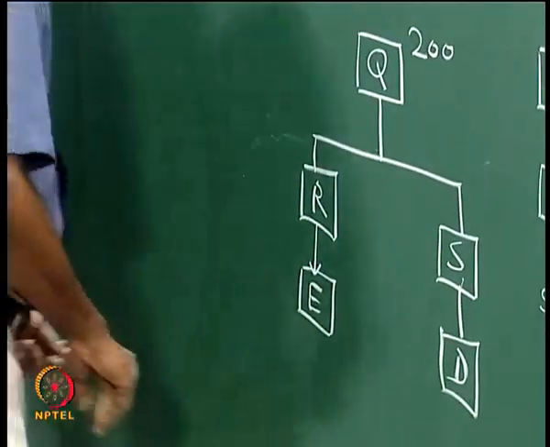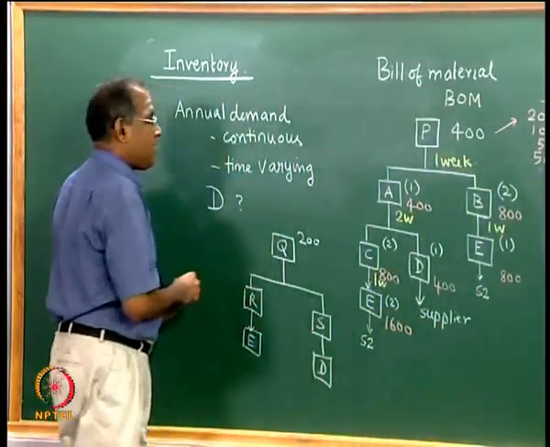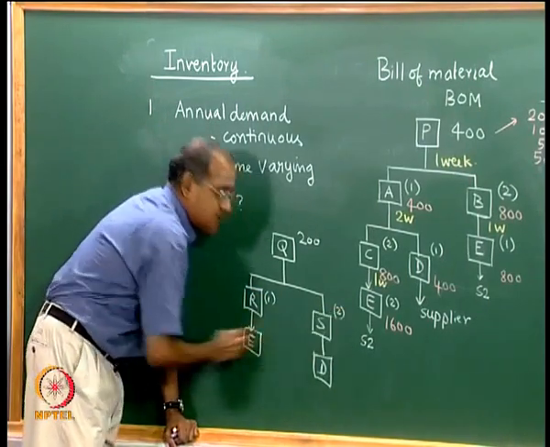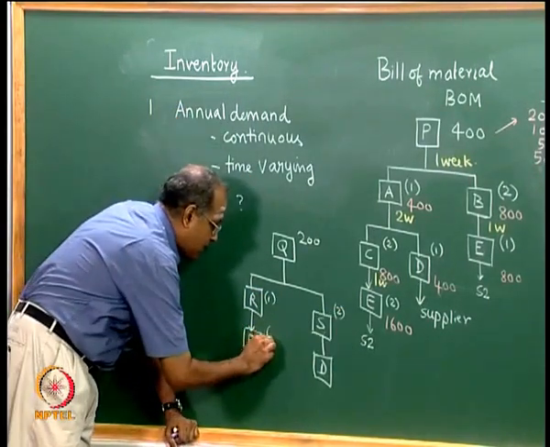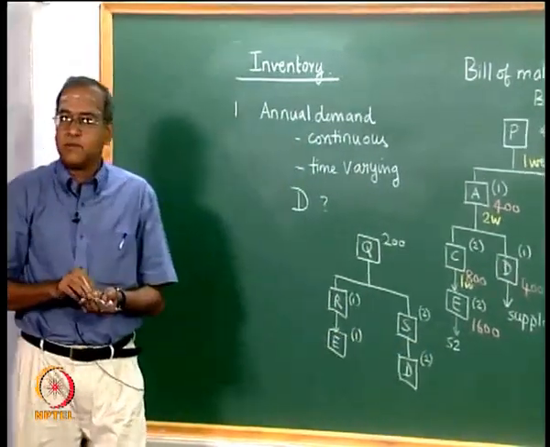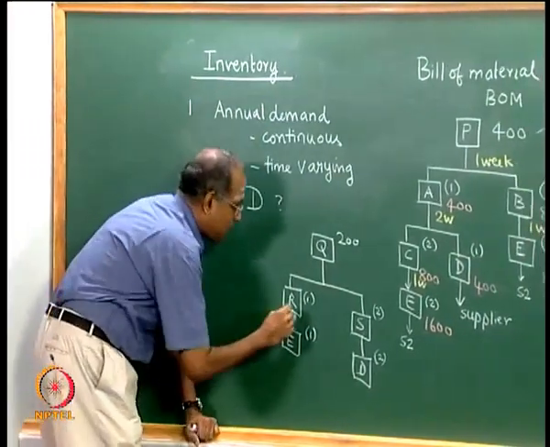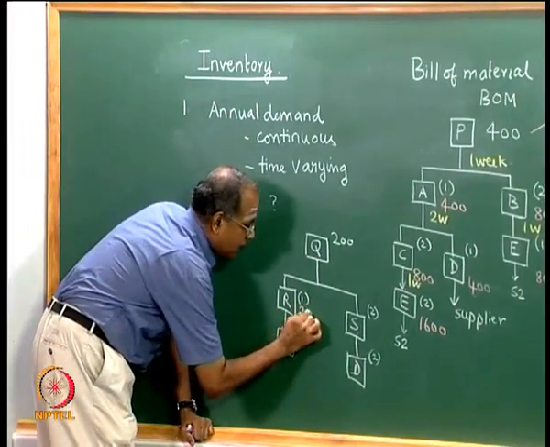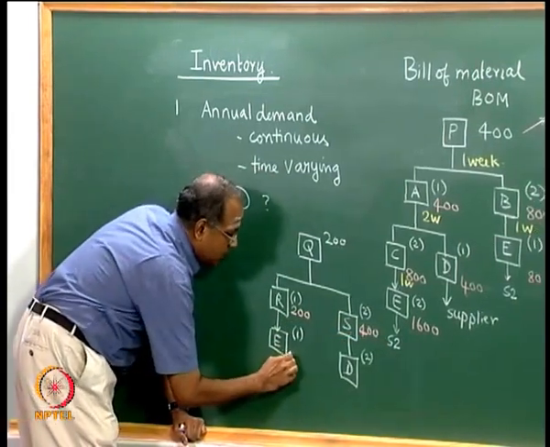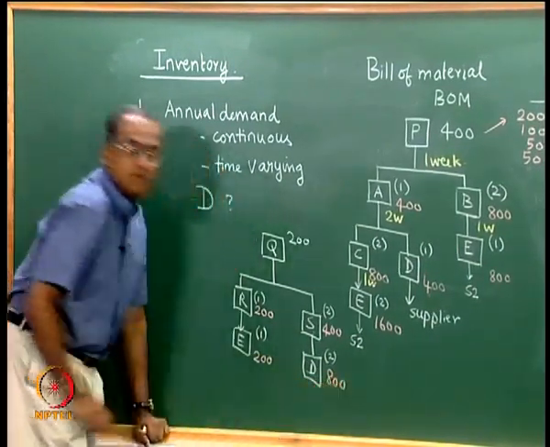So one would say that if you want to make 200 of Q, or if you want to make, before we do that, if you want to make 1 of Q, let us say we need 1 of R and say 2 of S, and then we would say 1 of R would want 1 of E and each S would involve 2 of D. So if we want to make 200 of Q, now 200 of Q will become 200 of R and 400 of S, and this would mean 200 of E and 800 of D.